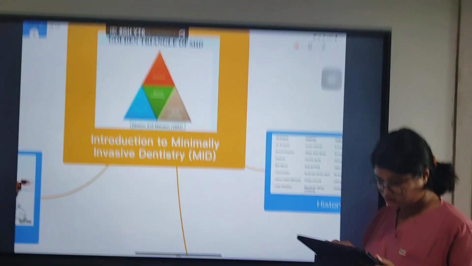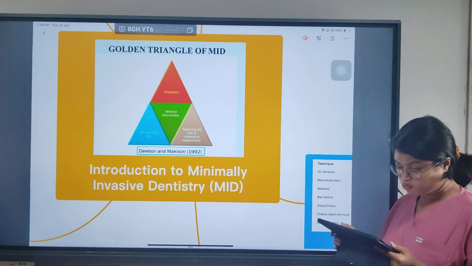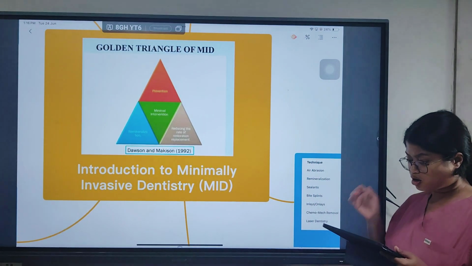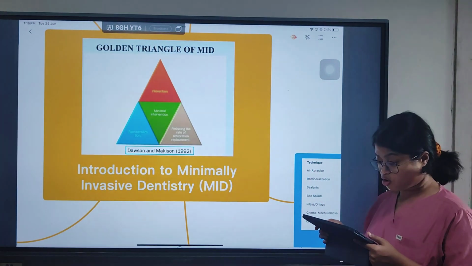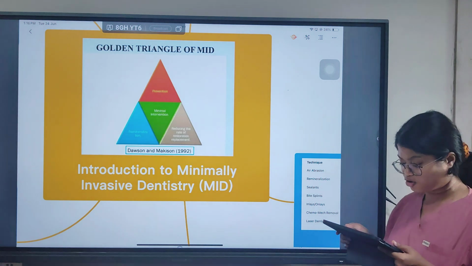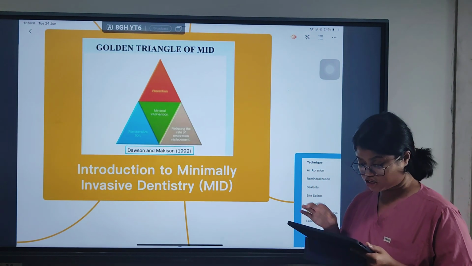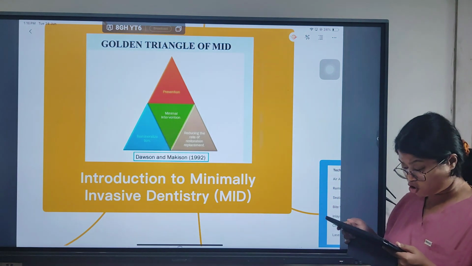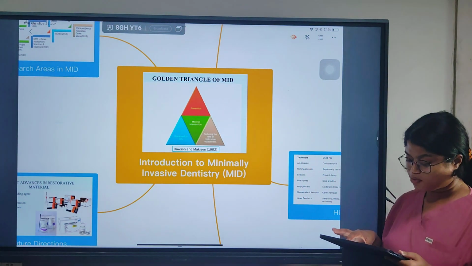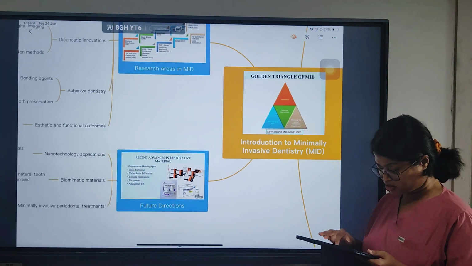So the golden triad that was introduced by Dawson and Markson in 1992 had a triad of this only. That is, first we have to reduce the rate of restoration and replacement. Minimal intervention should be there, prevention should also be there, and remineralization by the bonding agents and the biomaterials that we develop should be there. These properties should be there.